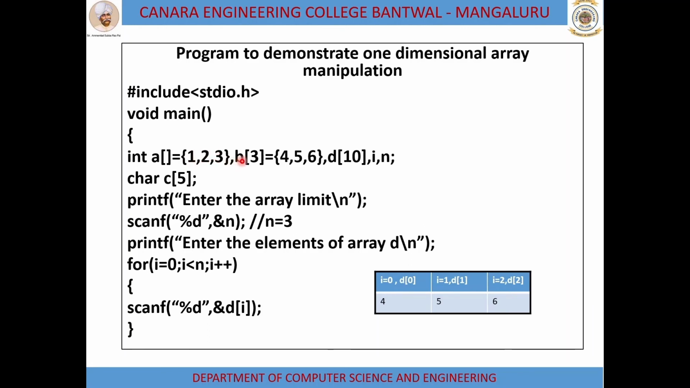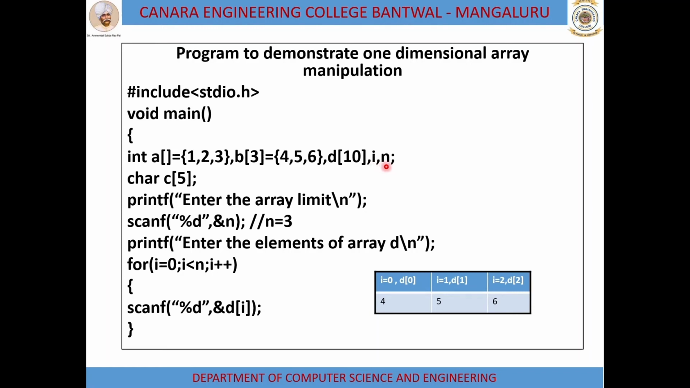Next, for b I have given the size as 3 and initialized it with 4, 5, 6. So b of 0 will be 4, b of 1 will be 5, b of 2 will be 6. Next, I have declared another array by the name d with size 10. That means it can hold up to 10 integer values, which I am going to accept at runtime. Next, I need an index to access each element of the array, either to store the elements or to print them, so I have made use of I for that purpose.